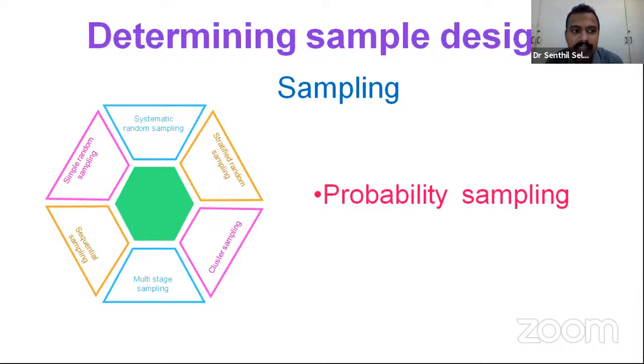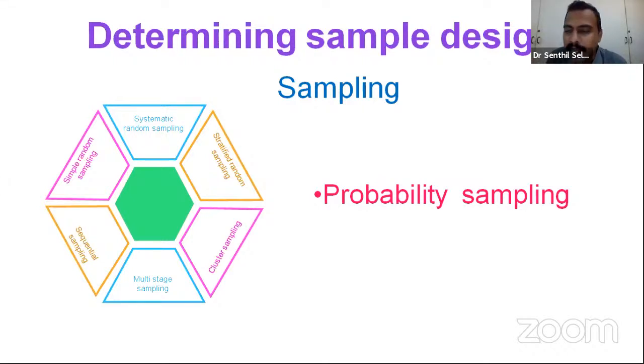Under probability sampling, you have simple random sampling, where I can choose the samples by putting lots. I can put the lots, shuffle them, and blindfolded take a lot out of that. So it is simple random sampling. It can also be done with the simple random table method. So it is also one of the measures to select a simple random sample.